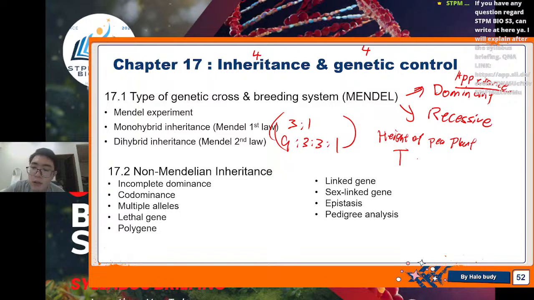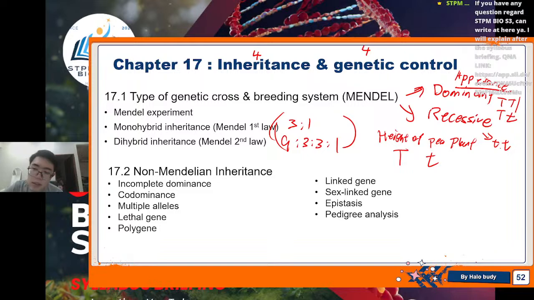So the height of the pea plant has either T or t alleles, right? Capital T is the dominant allele, and small t is the recessive allele. Capital T means tall, small t is the short one. So in Mendel it is either dominant or recessive only. If the alleles are like this, tall, or like this, it also results in tall. Only the recessive one is short.